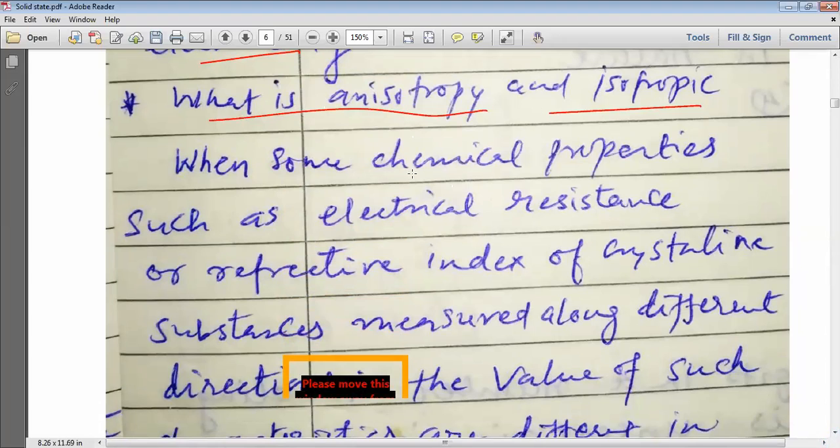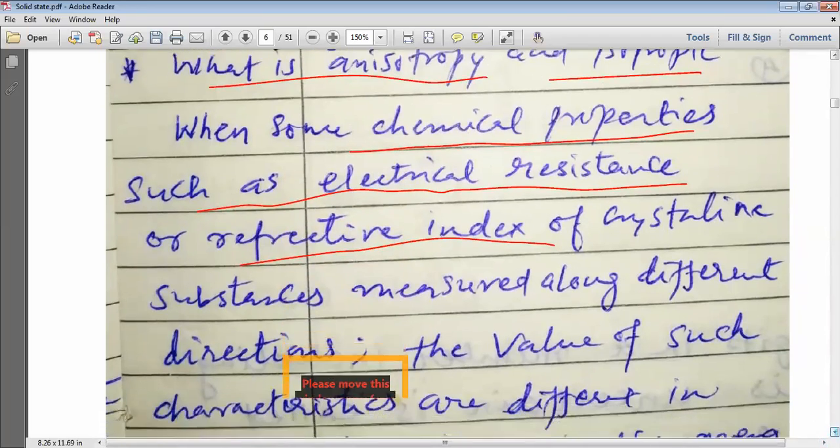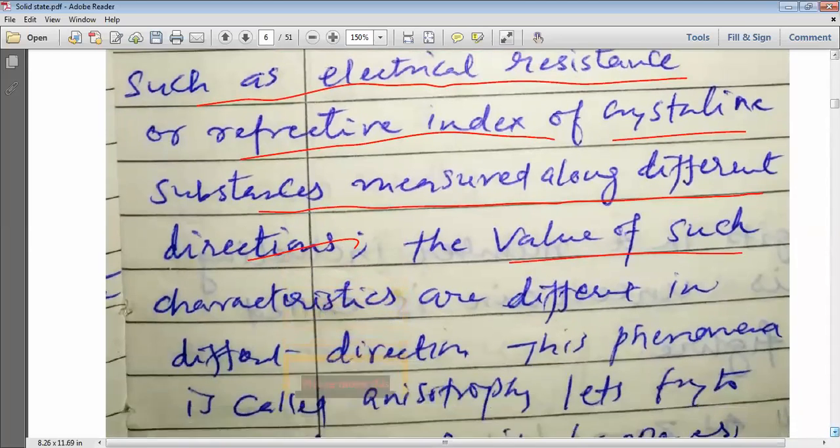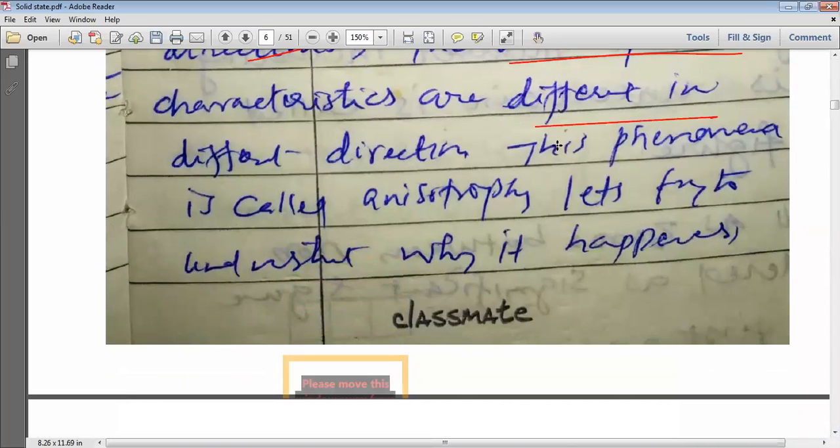Now let us understand, my dear students, about anisotropy and isotropy. What is anisotropy and isotropy? When same chemical properties such as electrical resistance and refractive index, please remember these two examples, electrical resistance and refractive index, of crystalline substances are measured along different directions, the values of such characteristics are different in different directions. This phenomenon is called anisotropy.